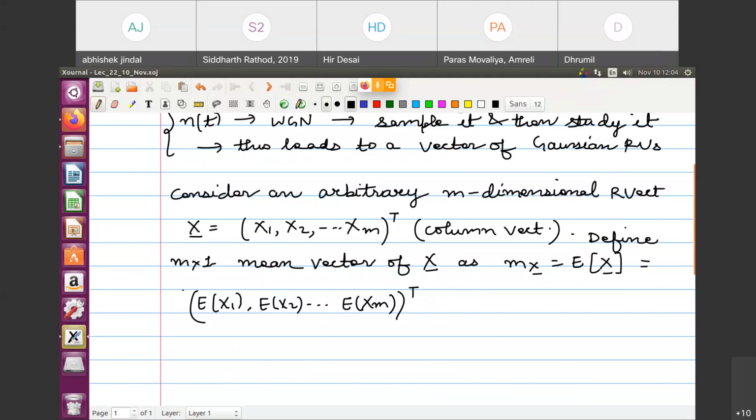That is, you just take the expectation of each of the elements. This results in another column vector, but this is not random now. These are numbers. This is the mean of each of the random variables in the random vector.